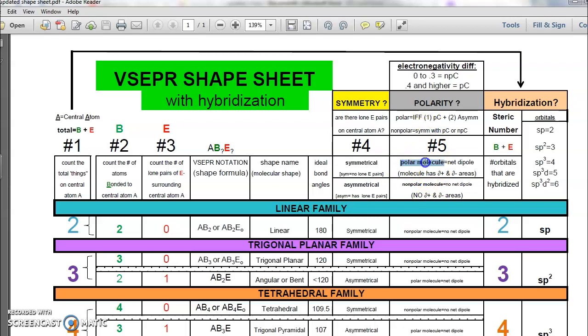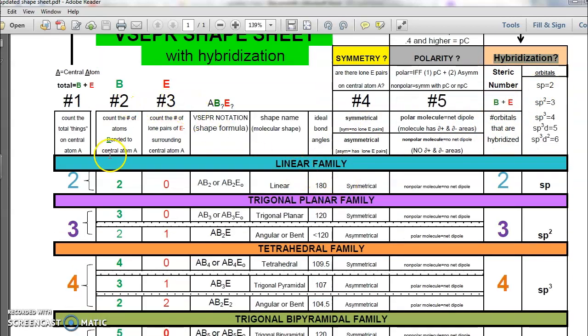So that means the water molecule has met the qualifications. It is asymmetrically shaped. It has polar bonds. That means water will have a net dipole, which means it'll have partial negative areas, in this case around the oxygen, and partial positives in this case around the hydrogens. We don't have to worry about hybridization right now. But this is how you use the shape sheet. You merely count the total things on the central atom, you count the bonded atoms, and you count the lone pairs of electrons.